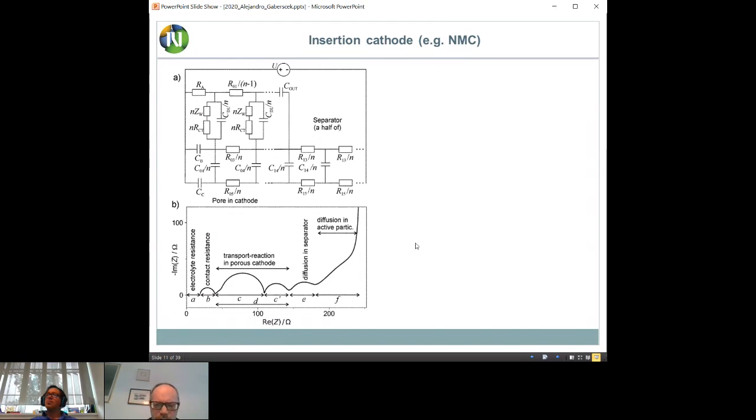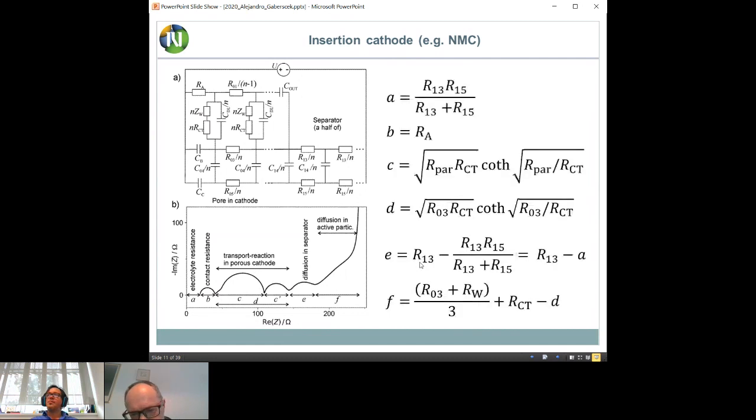Now, the nice part of this kind of modeling is that each of these sections here, which represents different processes, can be calculated analytically. So here are the equations. So for example, this section C here is given by this analytical equation, and this equation only contains elements that are here. Or this equation for E, or section E, diffusion in separator, contains elements that are also here.